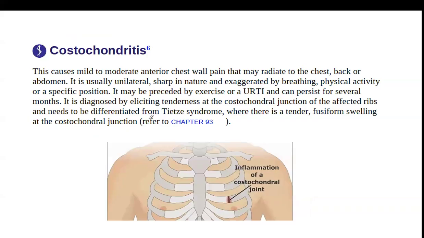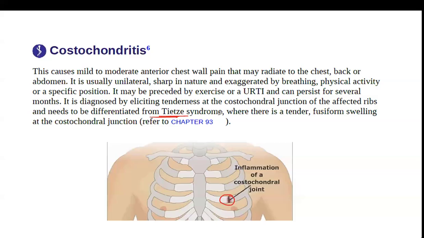Costochondritis, so that was the other one. So you see this costochondral junction, this is the cartilage and the bone. So this costochondral junction sometimes can get inflamed. That is what we call costochondritis, or it has another name called Tietze syndrome.